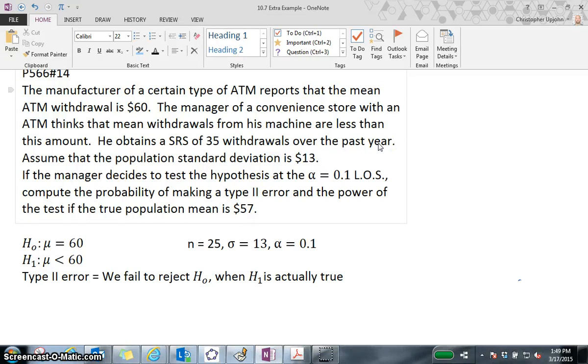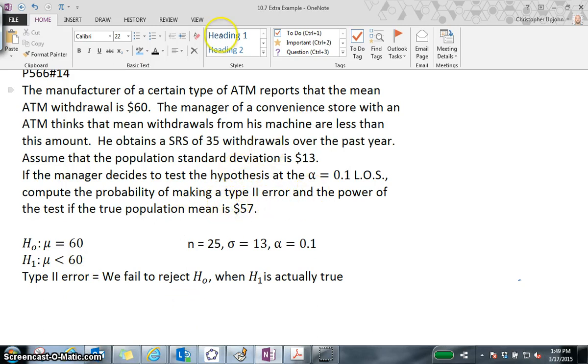Okay, so we're going to find the power of the test. We have the question here. This is page 566, number 14. We have our null is mu equals 60. Our alternate is mu is less than 60. So we want to find the probability of making a type 2 error and the power of the test.